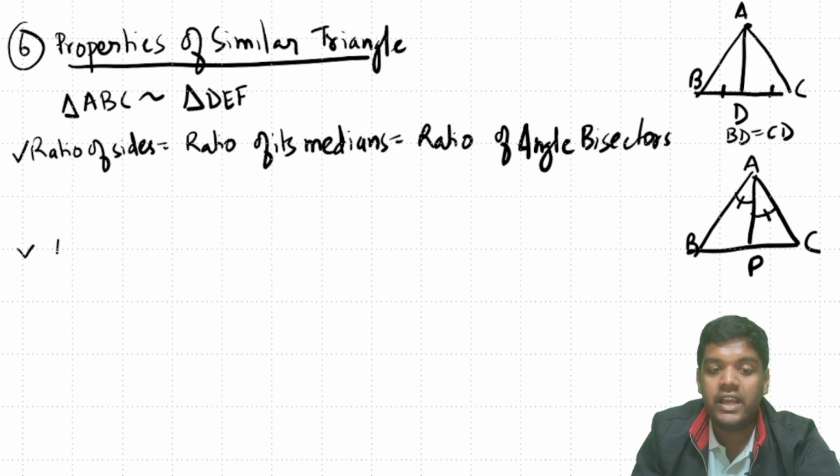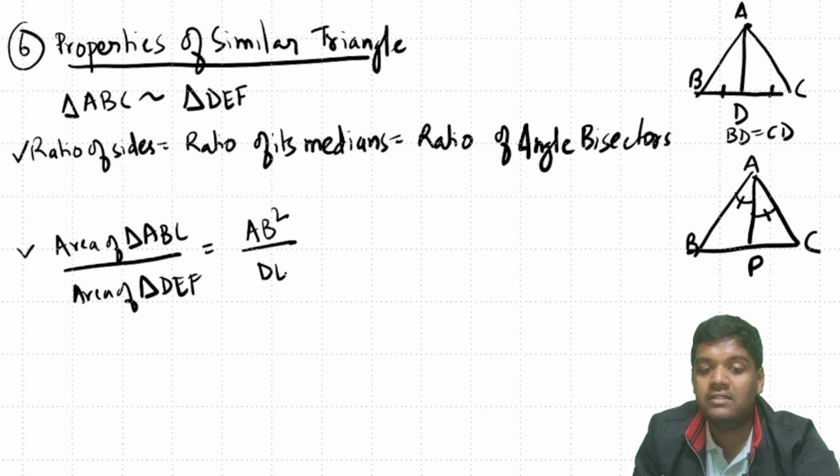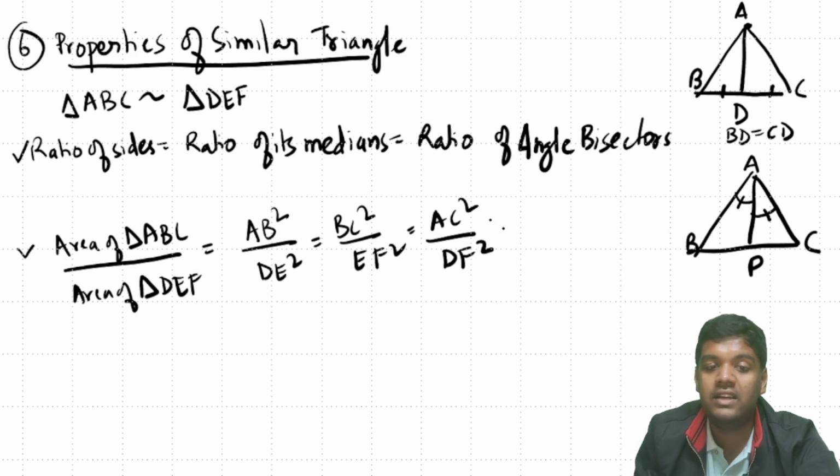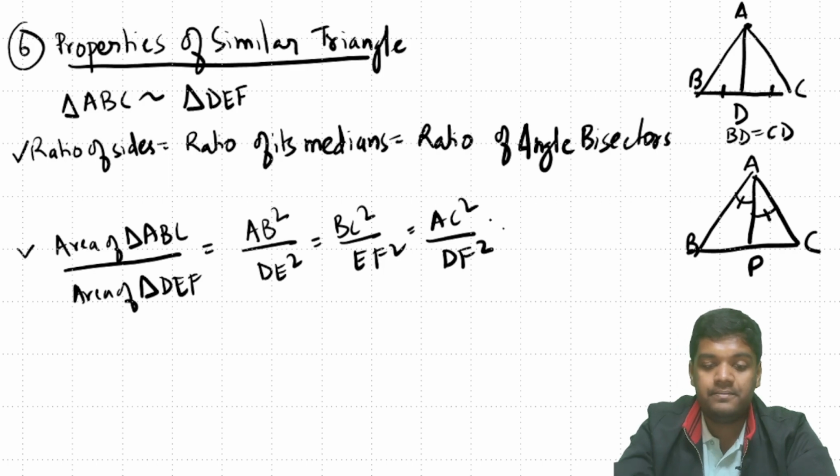Next is area of triangle ABC divided by area of triangle DEF will be equal to the square of the ratio of corresponding sides, that is AB square by DE square equals BC square by EF square equals AC square by DF square, right? So these two are some properties of similar triangles.